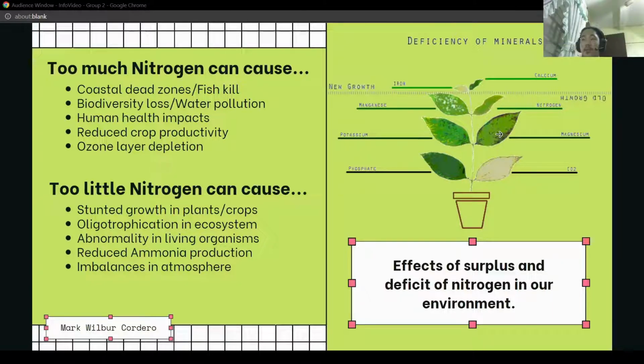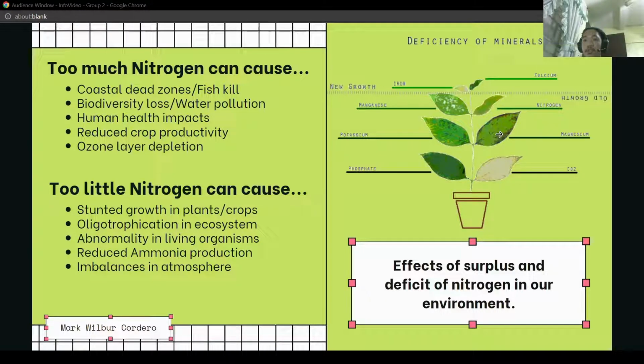This time, we will now discuss the effects of having deficit nitrogen in the environment. Too little nitrogen can cause stunted growth in plants and crops, since plants rely on nitrogen to produce the cells required for proper growth and photosynthesis. Too little nitrogen also causes oligotrophication in terrestrial ecosystems, which happens when there is little to no nitrogen content available within the soil. Too little nitrogen in the environment can cause abnormality in all living organisms, since they rely on nitrogen for proper cell production and function. When nitrogen is decreased, the chance of complex life forms to survive is also affected.